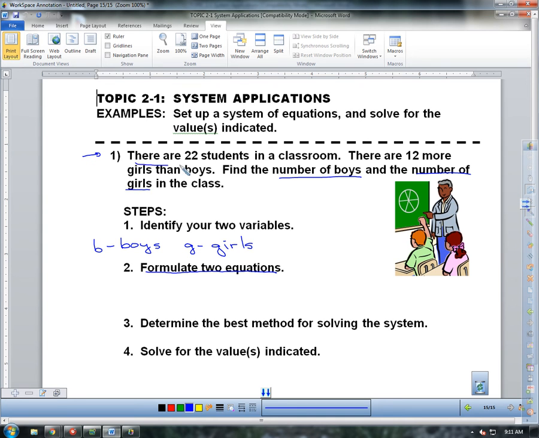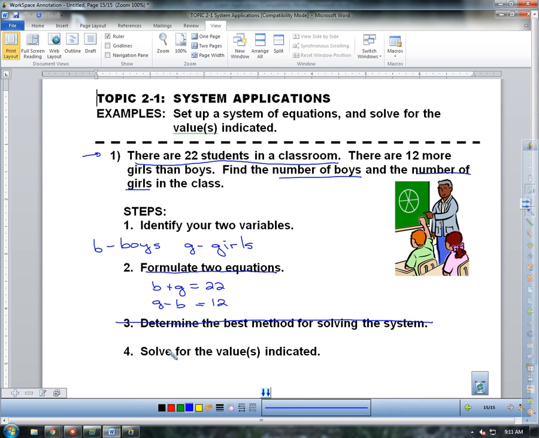So let's look at this first thing. It says there are 22 students in the classroom. Well, if I take all of the boys and add it to the number of girls, I should end up with 22 in my classroom. There are 12 more girls than boys. So that means if I take the number of girls and subtract the number of boys, I'll end up with 12. There's a couple different ways to set up that equation, but that I have found is the easiest. We don't have to do step 3 because we have the calculator.